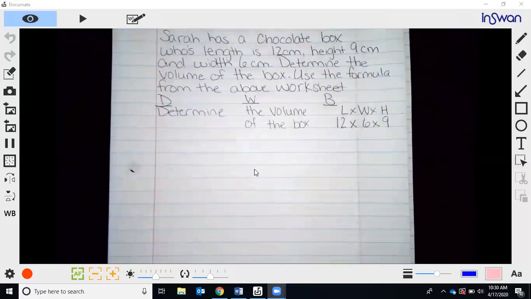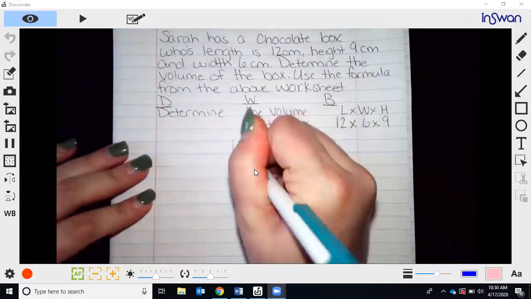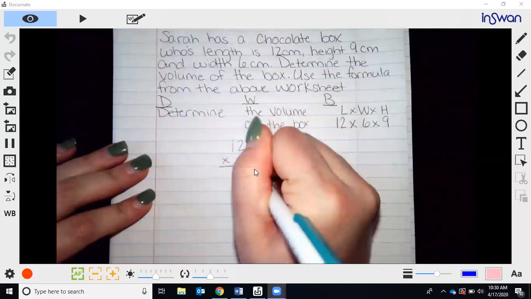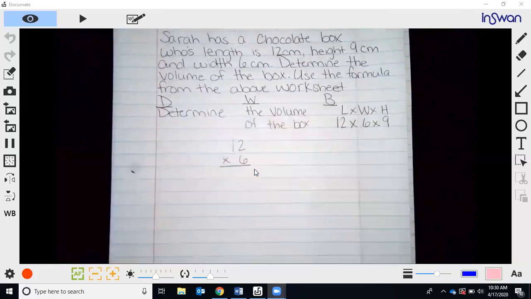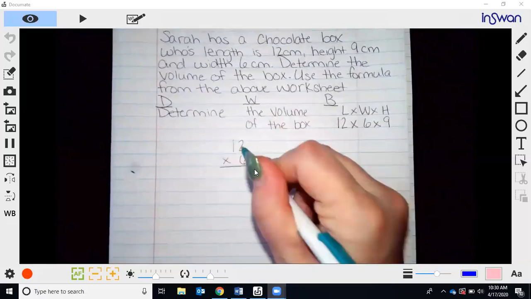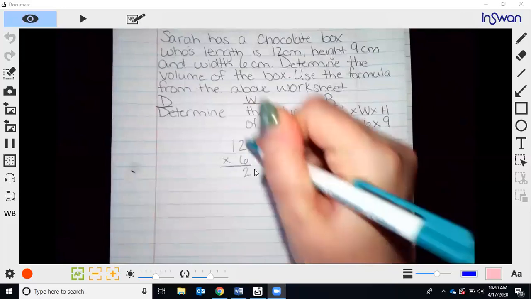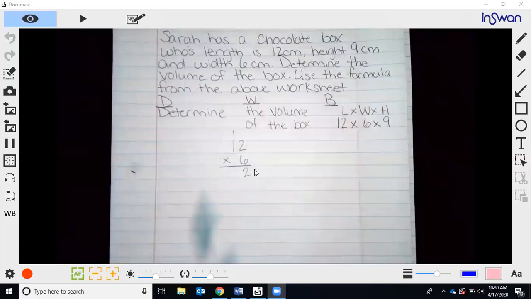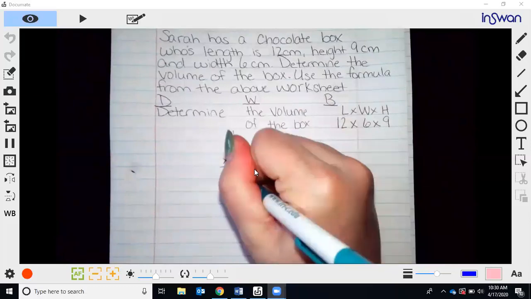So I'm going to start with 12 times 6 first. Now, that should be a quick fact. And if you don't know 12 times 6 off the top of your head, you need to start practicing online if you can, or with flashcards. But if you don't know it off the top of your head, you can still do 6 times 2 is going to give me 12. 6 times 1 is going to give me 6, plus 1 gives me 7. So I have 72 for now.